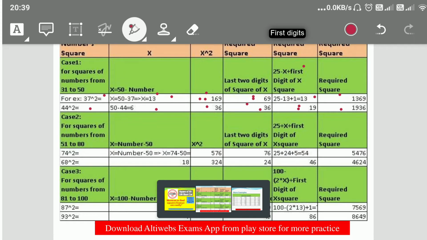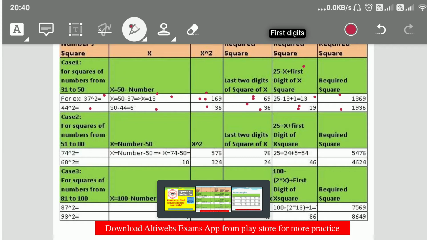So it is very simple. First you have to find x. X is nothing but 50 minus the number. Then find the x square. Then take the last two digits of x square. Then the first digits of the required square are 25 minus x plus the first digit of x square. Okay, in the same way, let's go to case 2.